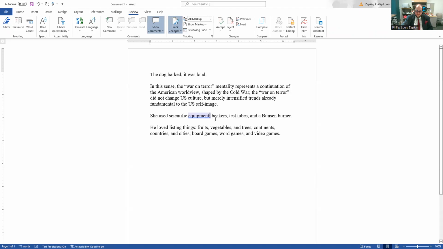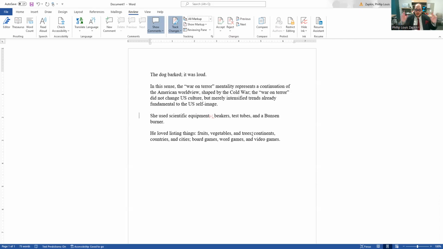If we're going to do this, what it should be is a colon. A proper colon, the two dots rather than the dot with a comma at the bottom. The colon in this context serves to tell the reader that what comes next is the information introduced in the prefatory clause. So "she used scientific equipment" in this case is the prefatory clause, and then the colon tells us now we're getting the information introduced there.